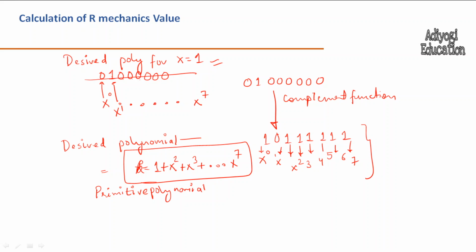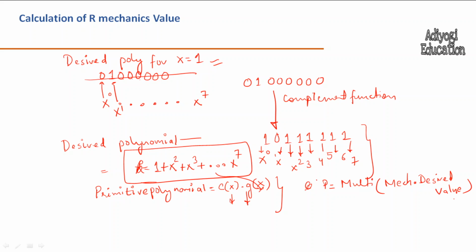For a given equation, we need to find out the primitive polynomial. Now, how do we find the primitive polynomial, which is nothing but c of x into g of x? What is my c of x value and g of x value? So, what is my primitive polynomial? The primitive polynomial is given by the multiplication of the mechanic value into the desired value. This we have studied in the previous video. You may refer to it.